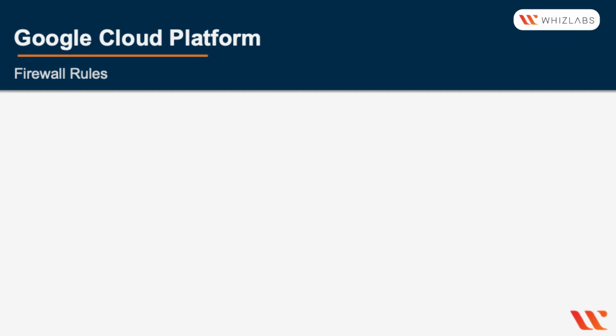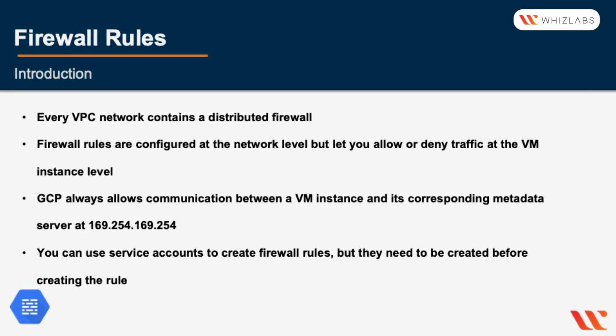In this lecture, we'll explore firewall rules. A firewall typically establishes a barrier between a trusted internal network and an untrusted external network, such as the internet. The Google Cloud Firewall rules let you allow or deny traffic to and from a virtual machine instance based on a configuration that you specify.